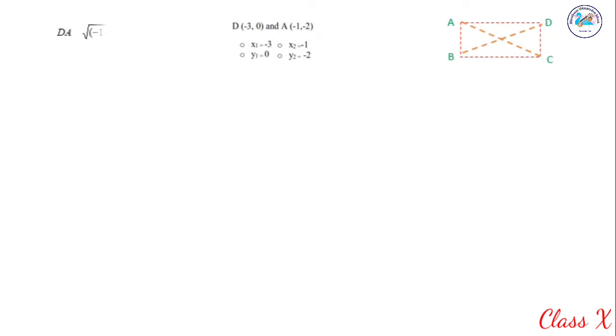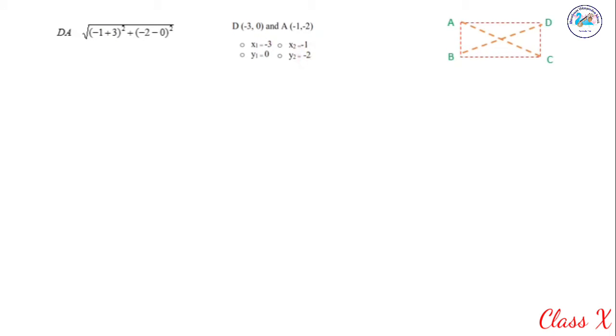Now from the diagram we have to find out the length of AD. So we have to note down the points D and A. D minus 3, 0 and A minus 1, 2. As before we have to write x1 y1 and x2 y2. Then we have to find out the length of the side AD or DA by using the distance formula, that is x2 minus x1. That is minus 1 minus minus 3. Minus minus 3 is plus 3. So minus 1 plus 3 the whole square plus y2 minus y1.